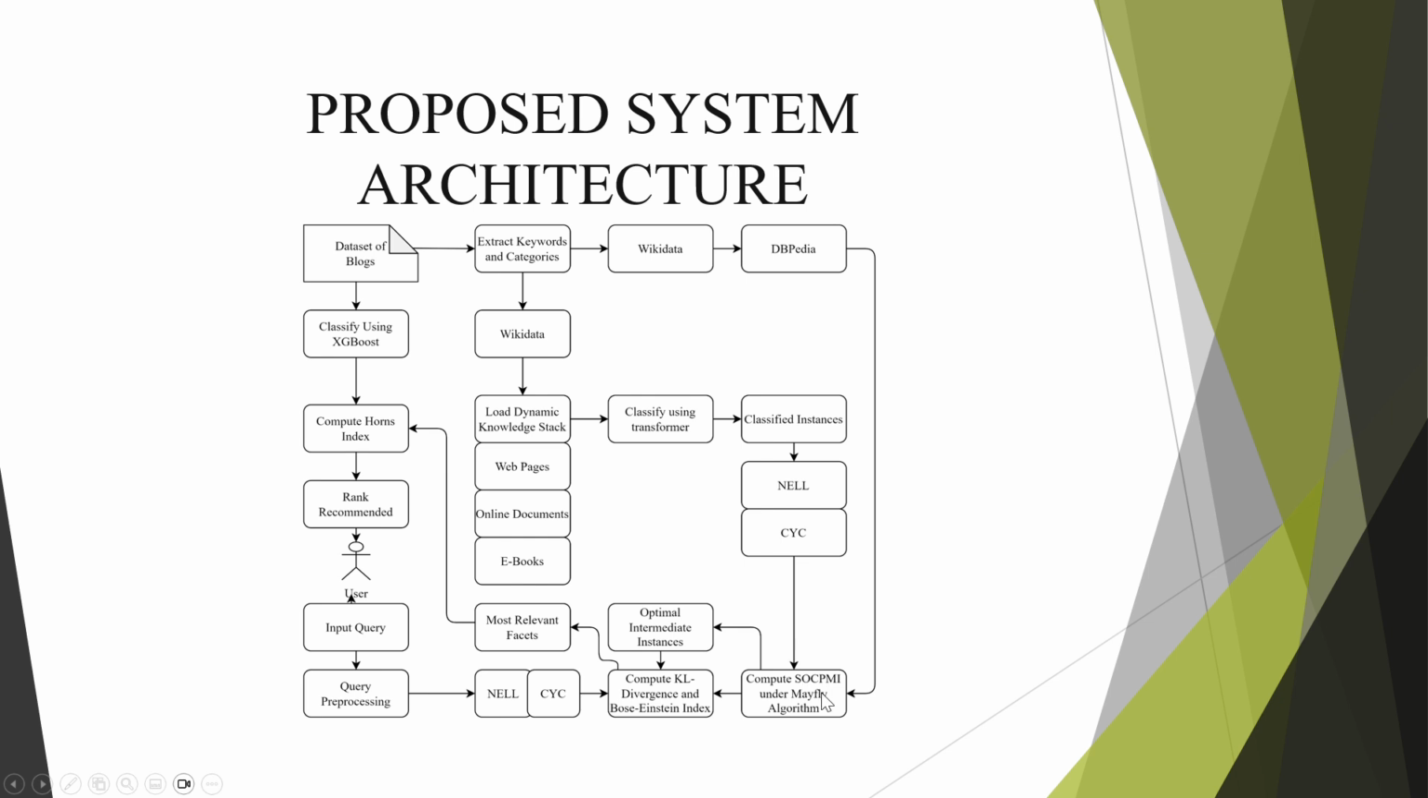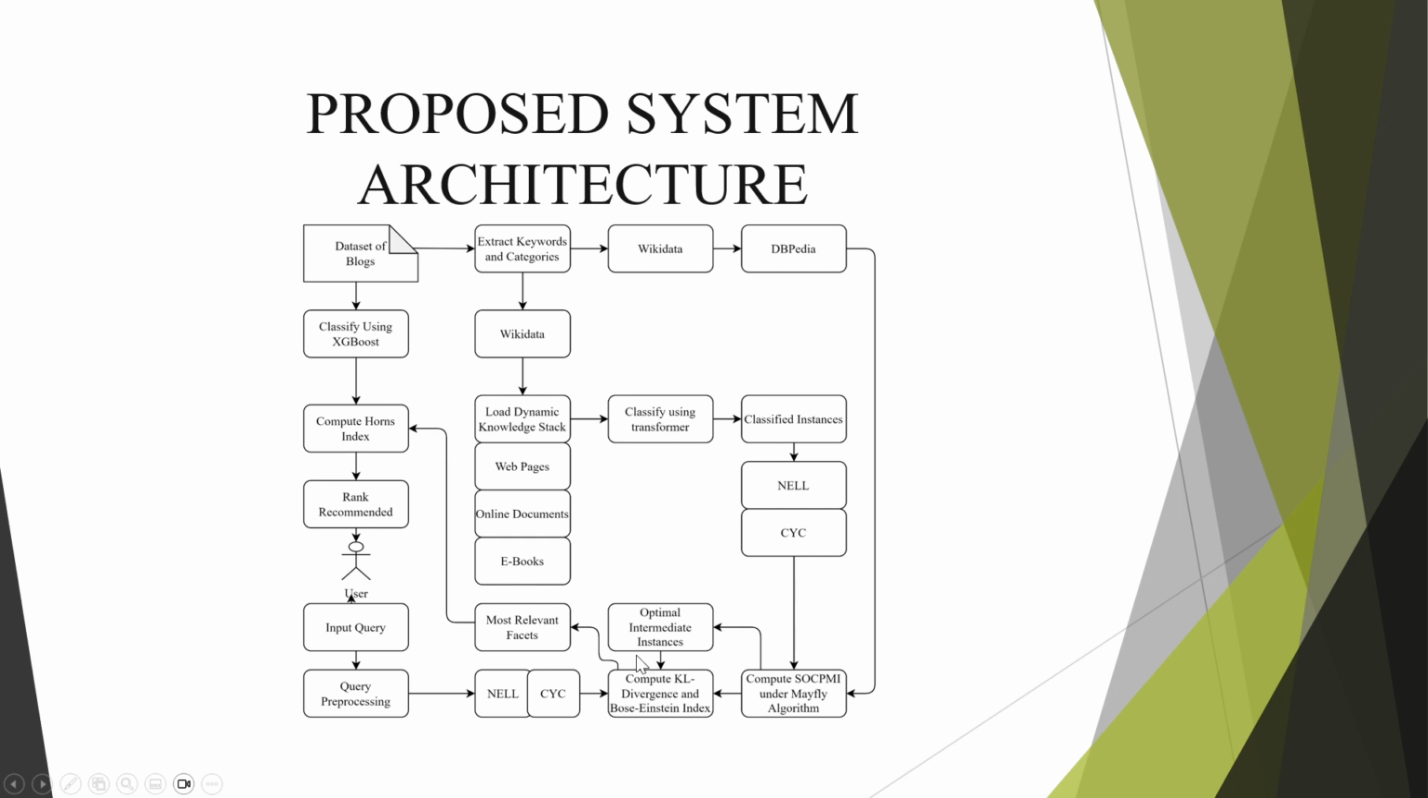Again, from the Mayfield algorithm, there are two divergent branches. One is the optimal intermediate instances are evaluated, and then the Kullback-Leibler divergence and the Bose-Einstein index is calculated. A third branch is from the user input query. The query pre-processing happens, NEL CYC enrichment, and back to Kullback-Leibler divergence.